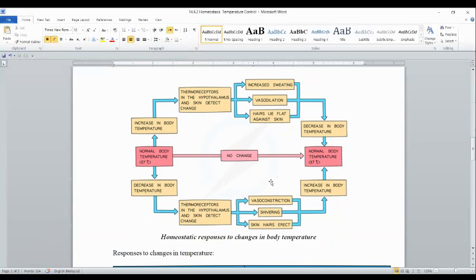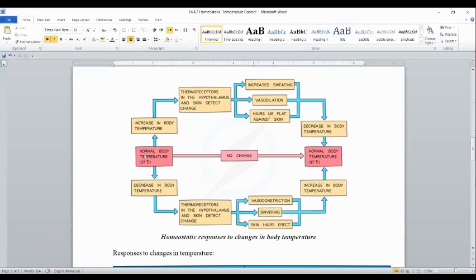In order to do that, for example, when you feel very hot, you have a fever, or you are running outside under the sun or working for too long in hot weather, your body starts to produce sweat. You see that your face and your skin become red, and the reason is that the blood vessels open up and let the blood rush to the surface of your skin. We call it vasodilation.